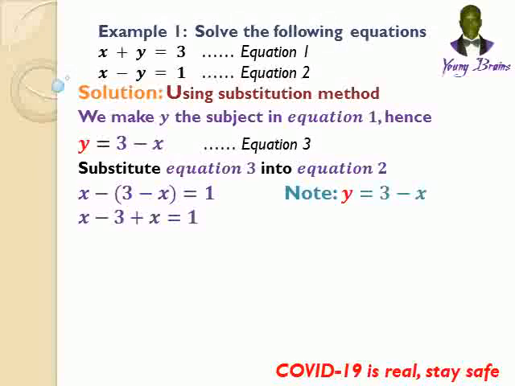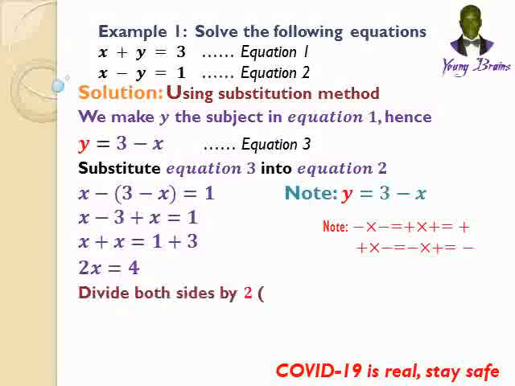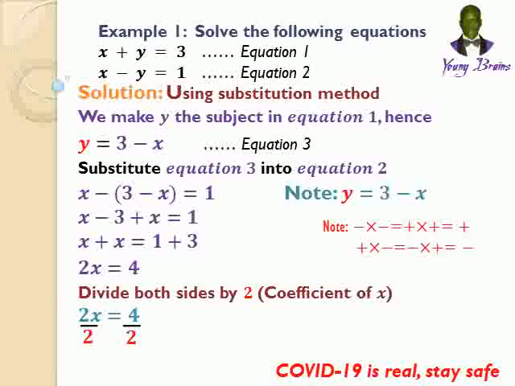Then it gives us x minus 3 plus x equals 1. x plus x gives us 1 plus 3. So we have 2x equals 4. For us to get our x, we need to divide through by the coefficient of x, which is 2. So divide both sides by 2. So we have 2x divided by 2 equals 4 divided by 2. So our x will now give us 2. That is, the value of our x equals 2.